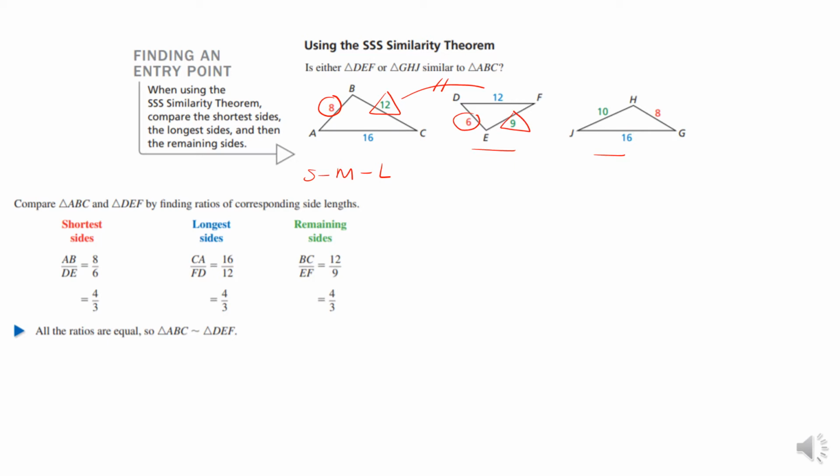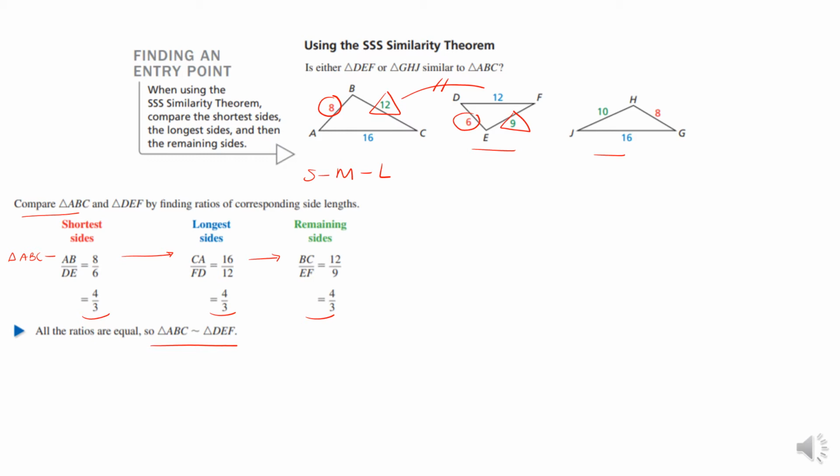Then the next thing you have to know is what are you putting on top in your ratio? Since they told you to compare that, they're putting the information for triangle ABC on top. And it's got to stay on top all the way across, otherwise your ratios will be messed up. So they did the corresponding sides, and they found that each of the ratios was the same. So therefore, triangle ABC is similar to DEF.